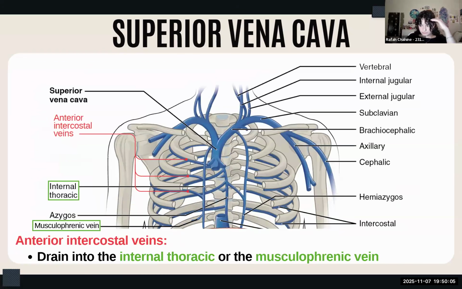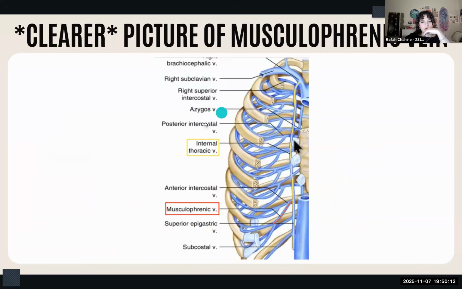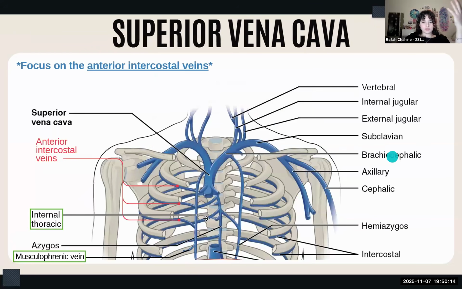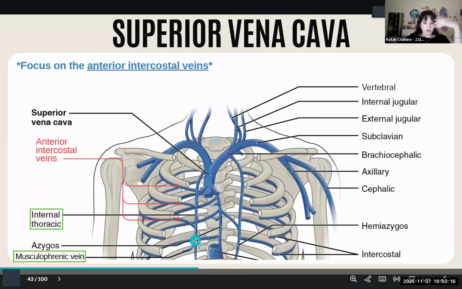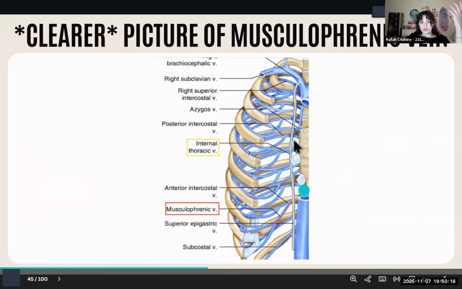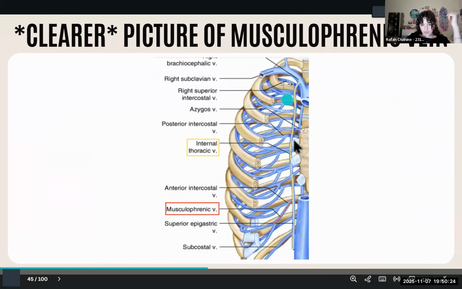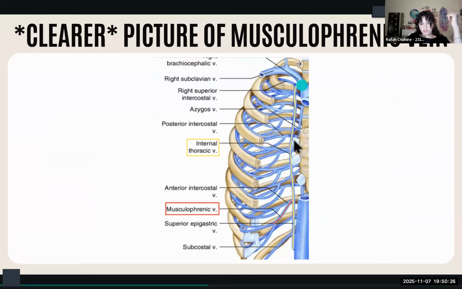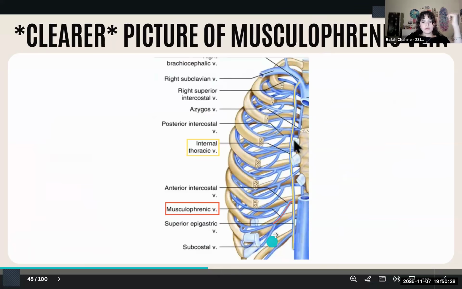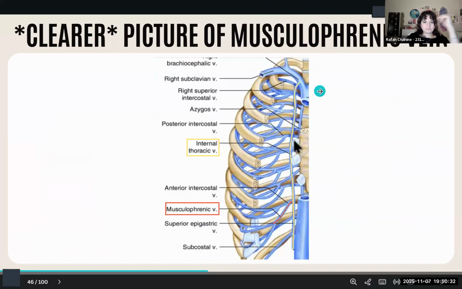Is this clear? Awesome. This is a clearer picture of the musculophrenic vein, in case you couldn't see it here because I almost missed it. So I kind of drew it out. I know the picture itself is blurry. Just follow the yellow and the red, okay? So this is the internal thoracic vein. It drains into the brachiocephalic vein into the SVC. The musculophrenic vein drains into the internal thoracic above, okay?